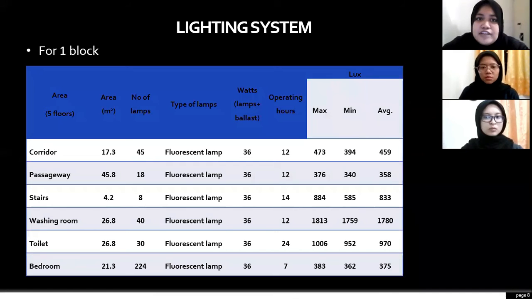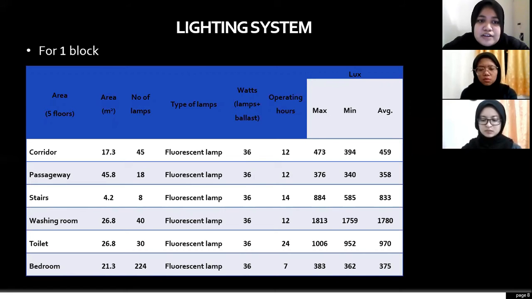Okay, for the audit at C1, the lighting system, we carried out at corridor, passageway, stairs, washing room, toilet, and bedroom. For corridor, the area is 70.3 meters square and the number of lamps is 45, and the average lux meter is 459. For passageway, the area is 45.8 meters square, number of lamps is 18, and the average lux meter is 358. For stairs, the area is 4.2 meters square, the number of lamps is 8, and the average lux meter is 833.